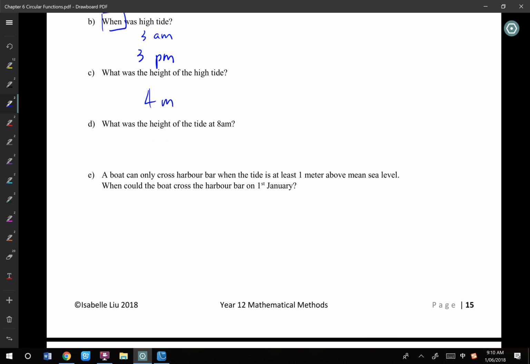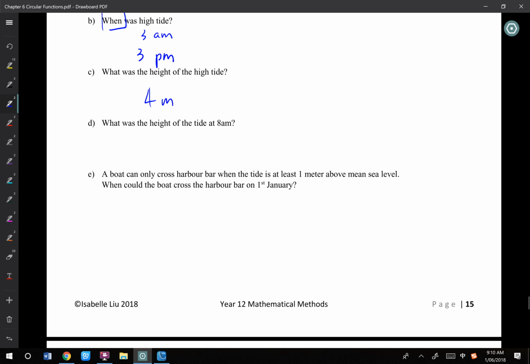Part d is asking what was the height of the tide at 8 a.m. So 8 a.m. is when t equals to 8.